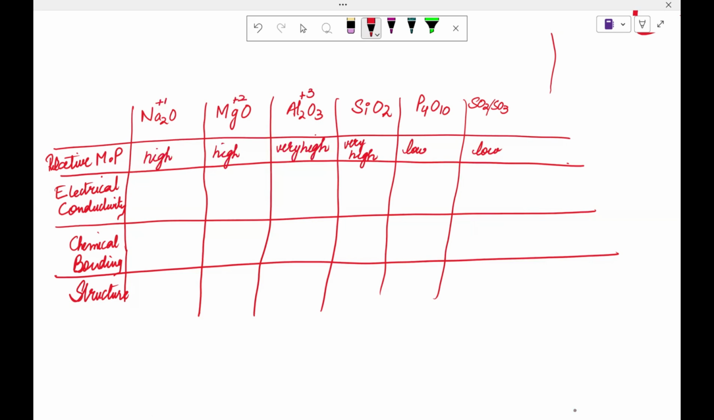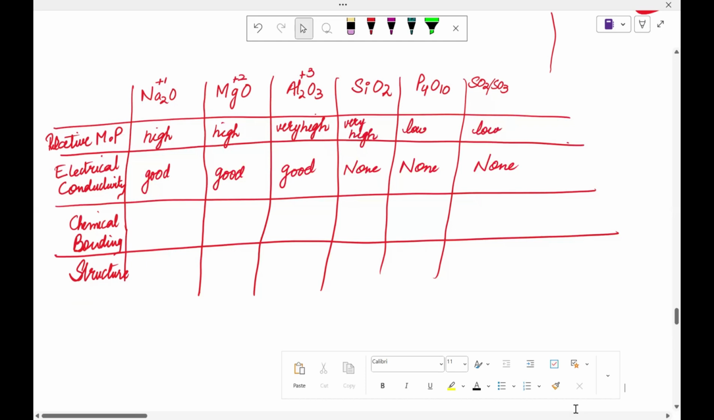If we discuss electrical conductivity, sodium oxide is good because it's a metal, and aluminum oxide is good as well. While silicon dioxide, which has covalent bonds, is not going to have any electrical conductivity. Phosphorus oxide, a non-metal oxide, is not going to have any electrical conductivity. Same is the case with sulfur dioxide. So let's move towards chemical bonding.